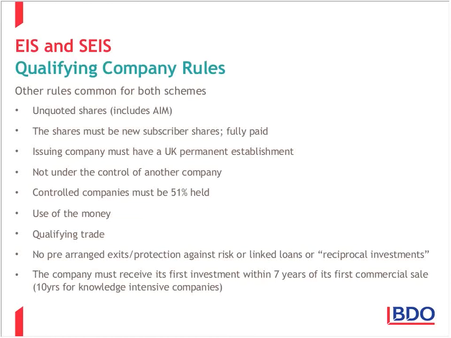Other rules for the company, just like for investors' relief: they must be unquoted shares, which includes AIM, and they must be new subscriber shares and fully paid. The topco in the group must have a UK permanent establishment. It has to be an investment in the topco. It can't be under the control of any other company. The use of the money mentioned there has been tightened up, because it has to be spent within 2 years for EIS. But there was the change in November 2015, wasn't it? The money has to be used for the growth and development of the business. So again, I'll touch on that a bit later.